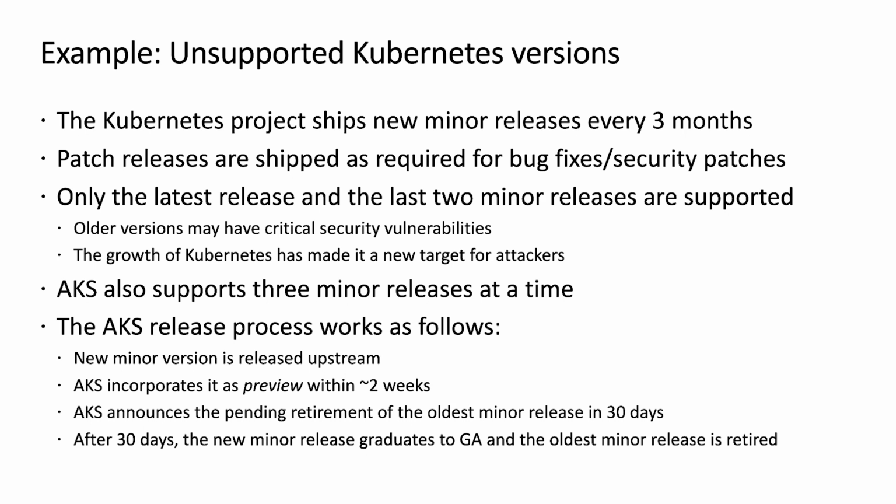And the way this works in terms of the process is you'll see a new minor version released upstream. Typically that'll be incorporated into AKS within a matter of weeks as a preview. At that point we will announce the pending retirement of the oldest minor release after 30 days. You have 30 days notice if you're on that minor release to move forward before you fall out of support. After that 30-day period, we graduate the new minor release to a GA state, and at that point drop the oldest one off the back.